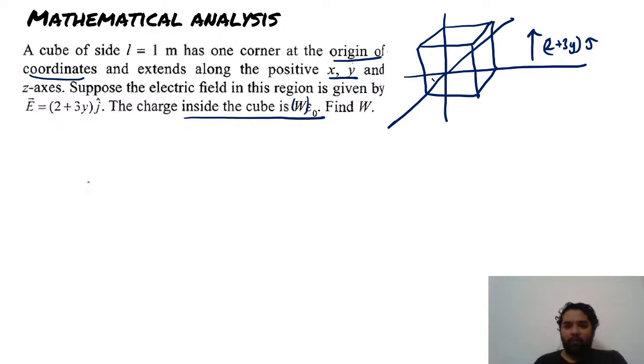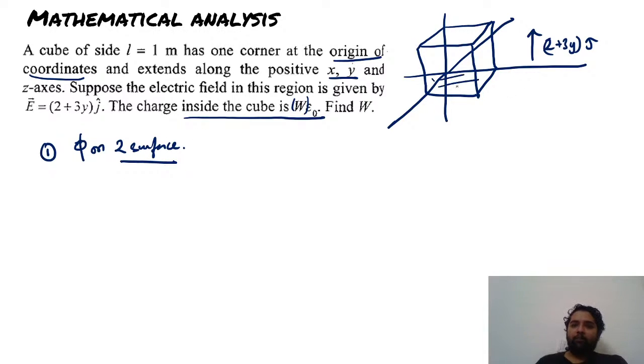There is some problem with the tablet we have. So what do we know from this? There is field only on two surfaces. Flux. One is the lower one and one is the upper surface. In the lower surface, y is equal to 0, and in the upper surface, y is equal to 1. Got it? So that is simple, right?